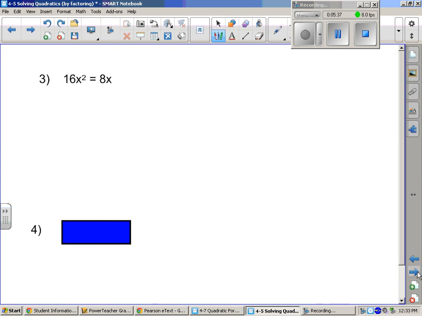Yeah. All right. This is definitely not standard form. I am going to move the 8x over, so it's equal to 0. So I'll have 16x squared minus 8x equal to 0. Now, it's still kind of not standard form. The c value is actually a 0. So remember, we've talked about this.